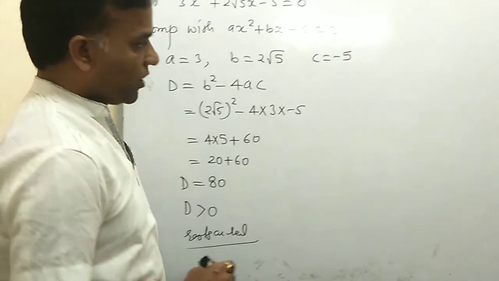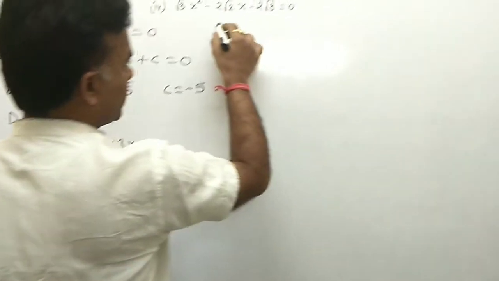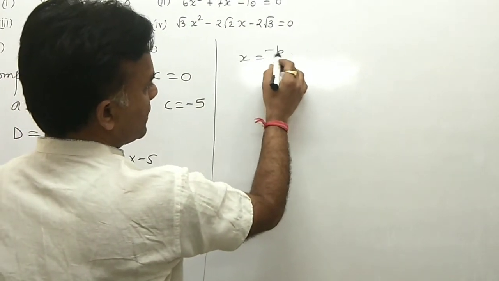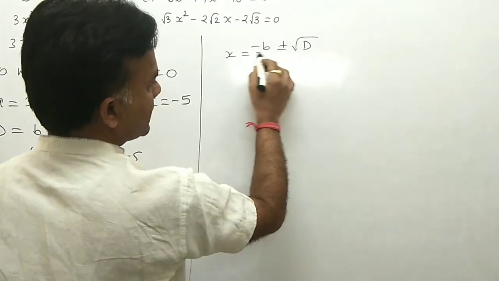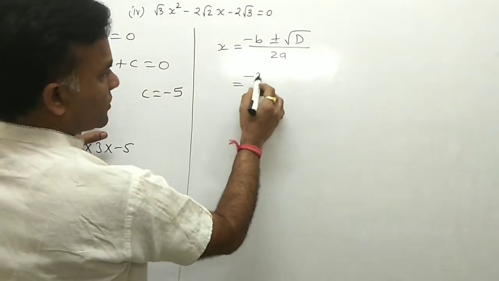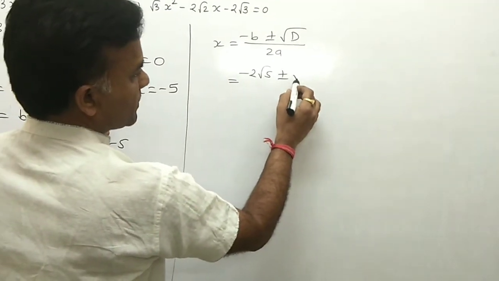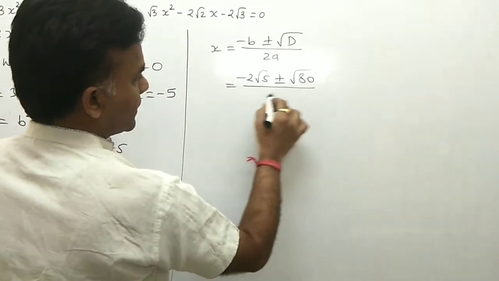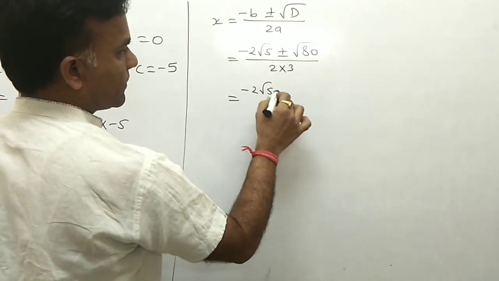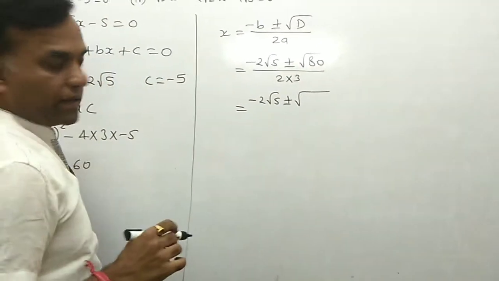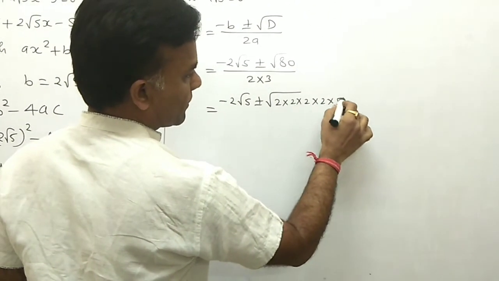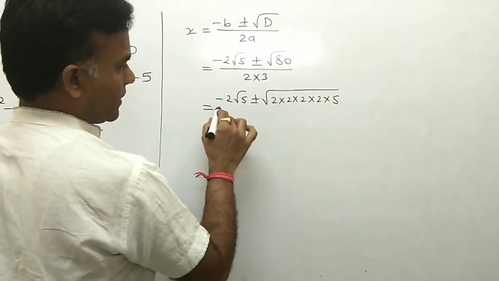So the roots are real, so now we use the formula. The formula we know is x = (−b ± √D) / 2a. Put the value of −b here; b is 2√5, so we put 2√5 here, then ± √80 over 2 × a, where a is 3. So we have −2√5 ± √80. Now for 80 we find the factors: 2 × 2 × 2 × 2 × 5, because 16 × 5 is 80.